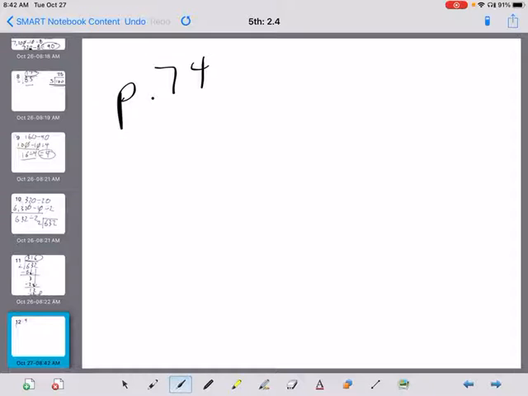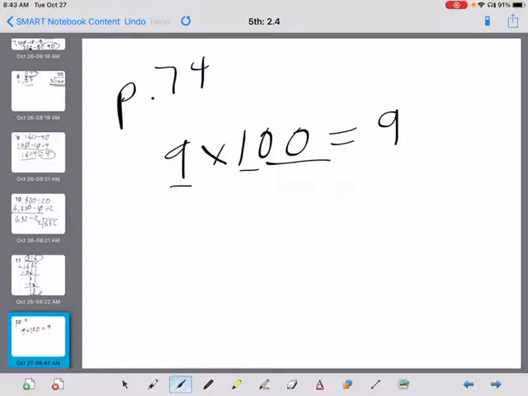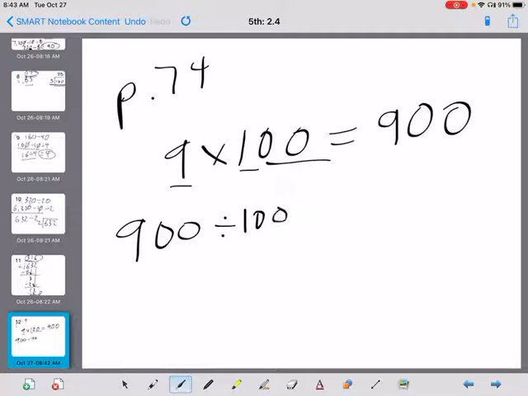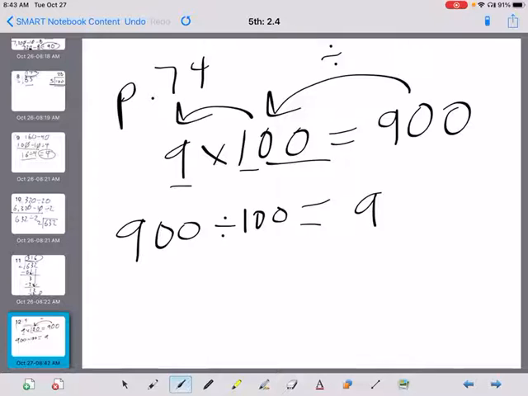So if you have 9 times 100, that's going to equal, well, you've got the 9, you've got the 1, that makes 9. What do you do with these extra 2 zeros? Well, you just add them right on there, because think about it. You've got 9 100s, so that's going to be 900. The other way around, if you do 900 divided by 100, then you're going to get 9. 900 divided by 100 equals 9.